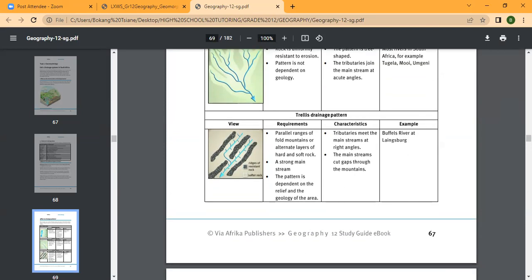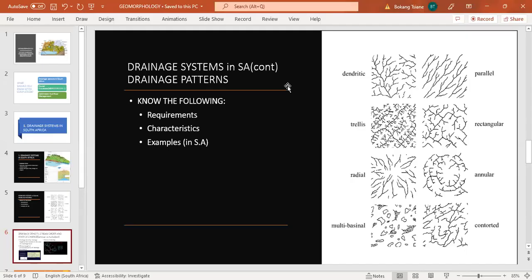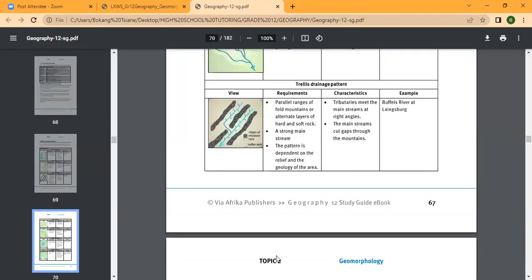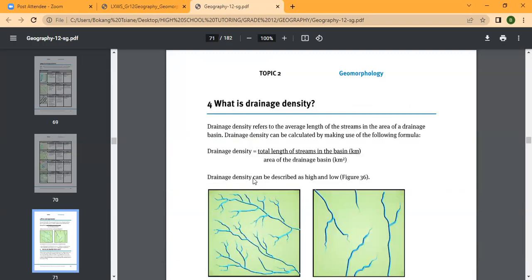And then the other thing that we need to do is the river density, the stream order, and the river discharge. So I've already given you the formula for river density. The formula is total length of streams in the basin in kilometers divided by the area of the drainage basin in kilometers squared. So the drainage density can be described as high and as low.